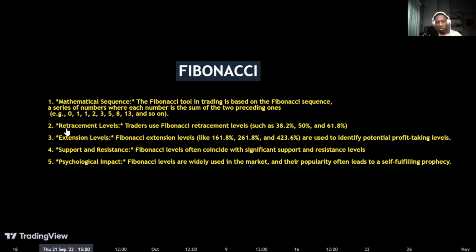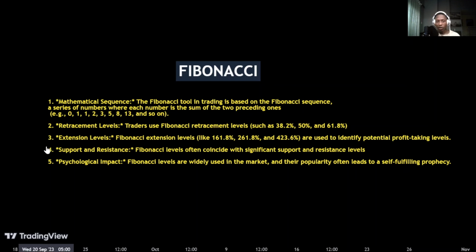Number two, the Fibonacci gives us retracement levels. Traders use retracement levels such as the 32.8, the 38.2, the 50%, the 61. These levels are very sensitive points, and this is where price usually retraces back to before it comes back into an extension.